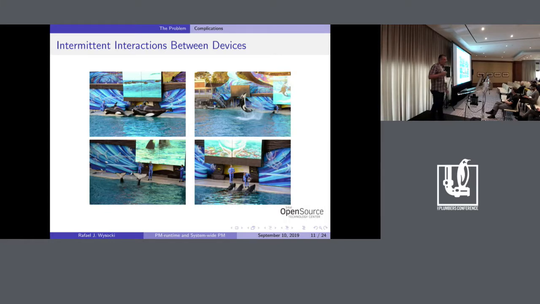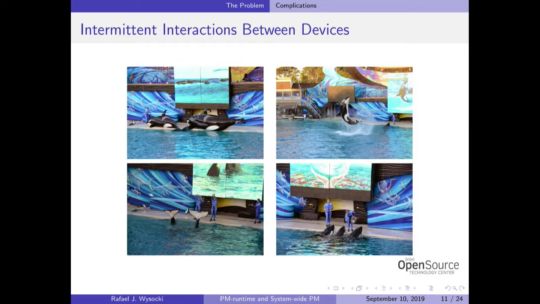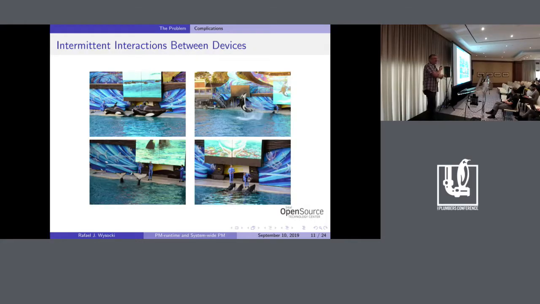Another complication is that actually this is SeaWorld in San Diego. And these are like orca shows, so kind of intermittent interactions, right? Because the orcas and humans are different species and live in different environments and don't live together, basically, so can only interact intermittently. But anyway, the devices can interact intermittently as well.